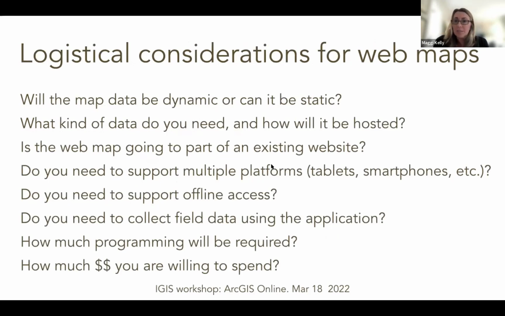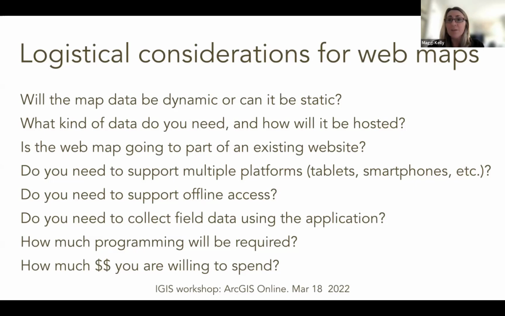Logistical considerations to think about. Do you want this web map to be static or do you want it to be dynamic? What kind of data do you need and where is it hosted? Are you pulling from an API? Are you storing something locally and then pushing it up? Is the web map going to be part of an existing website? Do you need to support this web map to look good on a tablet or a smartphone? And Esri does a phenomenal job of helping you visualize what it's going to look like on a phone versus a tablet. Do you need support for offline access?